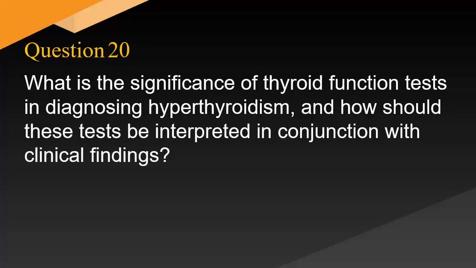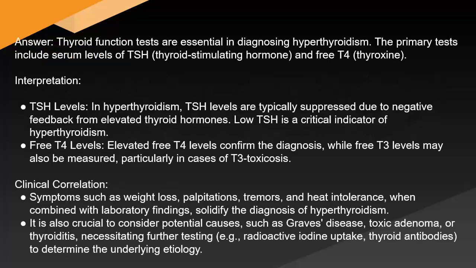What is the significance of thyroid function tests in diagnosing hypothyroidism, and how should these tests be interpreted in conjunction with clinical findings? Answer: thyroid function tests are essential in diagnosing hypothyroidism. The primary tests include serum levels of TSH, thyroid-stimulating hormone, and free thyroxine. Interpretation. TSH levels: in hypothyroidism, TSH levels are typically suppressed due to negative feedback from elevated thyroid hormones. Low TSH is a critical indicator of hypothyroidism.